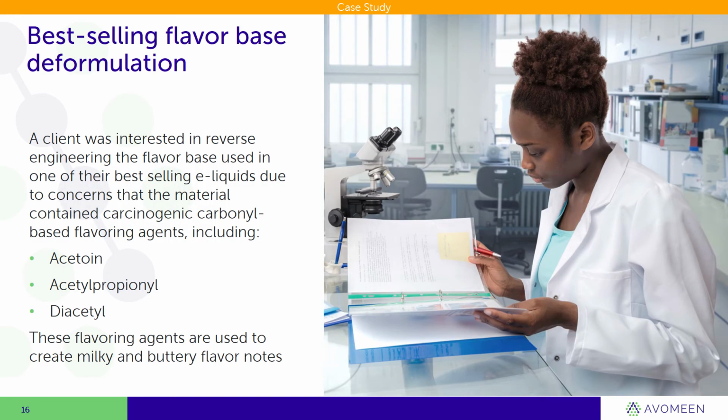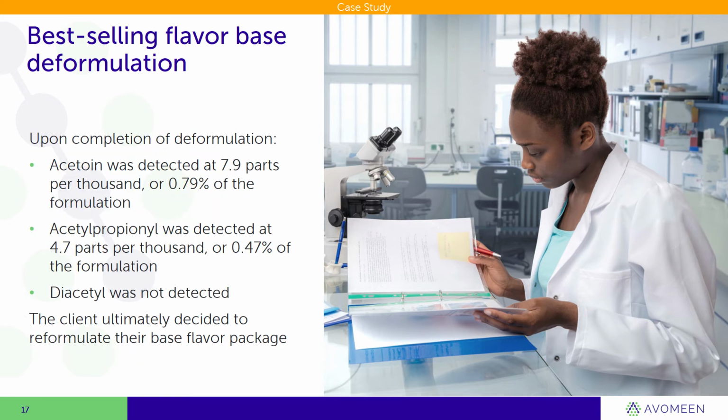The second case study we're going to talk about is a company's best-selling flavor-based deformulation. One of our clients was interested in reverse engineering or deformulating the flavor base used in one of their best-selling e-liquids due to concerns that the material contained carcinogenic carbonyl-based flavoring agents. These include acetone, diacetyl, and acetylpropionyl. These flavoring agents are used to create milky and buttery flavor notes. So these would be potentially present in things like caramel-based e-liquids.